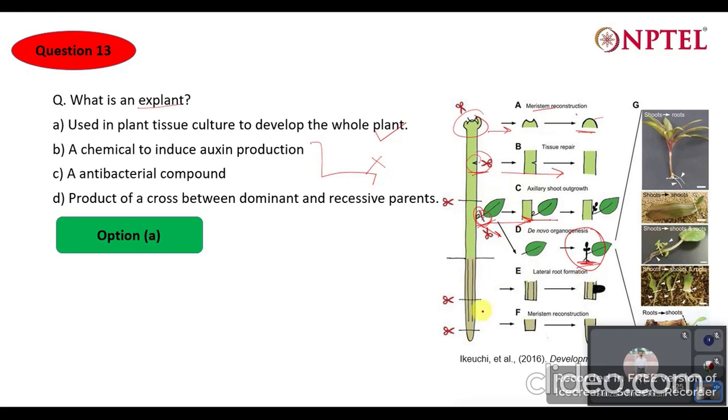And if we see from the root, if we cut this section out here, lateral roots can form from these, and the tip, that is the meristematic part of the roots, can also help in meristem reconstruction. So every part of the plant has the ability to function as an explant, and this is due to a feature of a plant that is called totipotency. So, moving on to the next question.